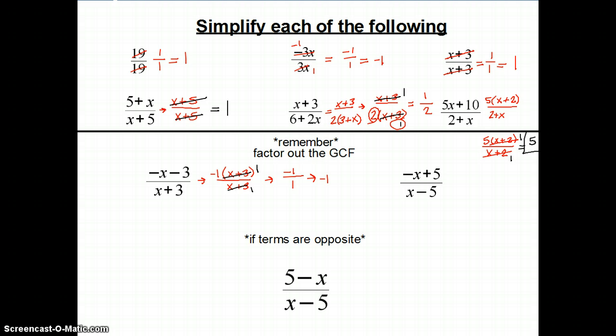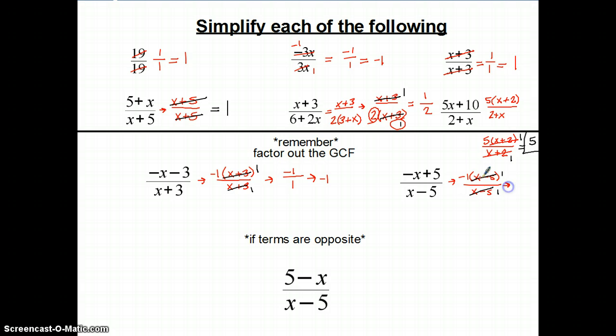Now to the right, I have a negative x plus 5. Now remember, that first coefficient must always be positive. Since I have a negative in front, I'm going to go ahead and factor it out. Factoring out that negative 1, I'm left with positive x minus 5, and in the denominator, I have x minus 5. Now notice that those two factors of x minus 5 match in the numerator and the denominator, so I may cross those out, leaving me with 1 in the numerator and the denominator.